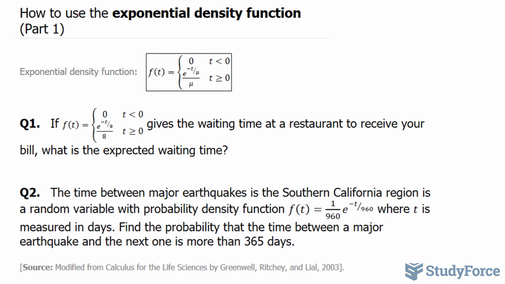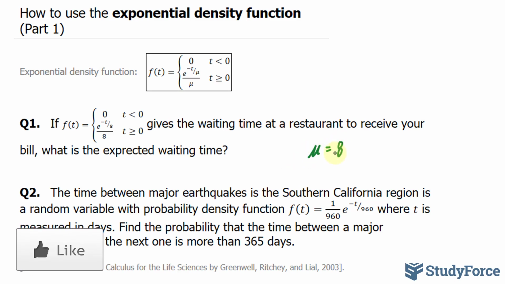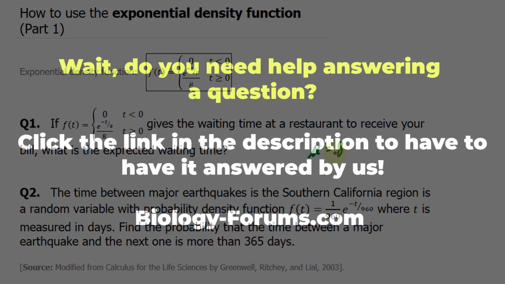To find the answer to this, all we have to do is locate mu. Mu represents the average, and notice that it's 8. Therefore, the average waiting time here is mu is equal to 8. And I'm assuming it's in minutes, but it doesn't really matter.